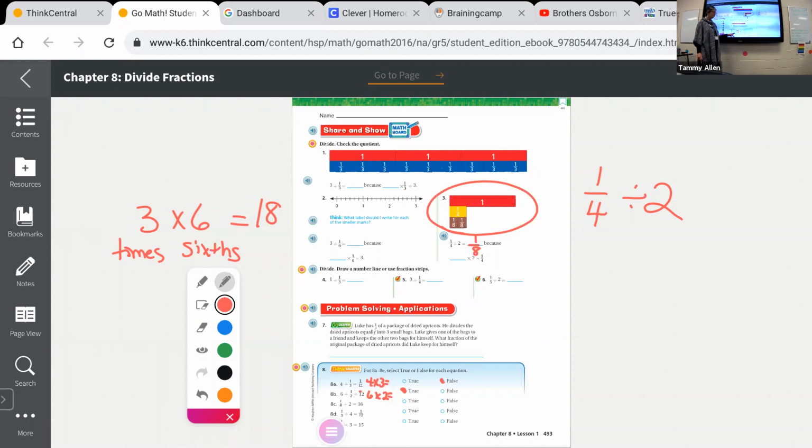I have 1/8 and I'm dividing it 2 ways. Is it going to get larger or smaller? Smaller. It's going to get smaller, right? So is this true or false? I have 1/3 and I'm dividing it 4 ways. Is it going to get larger or smaller? Smaller. Is 1/12 a possibility? I have 1/5 and I'm dividing it 3 ways. Is it going to get larger or smaller? Smaller. Is 15 a possibility?